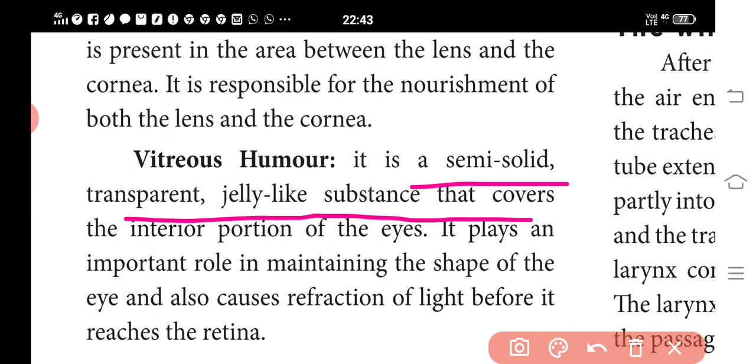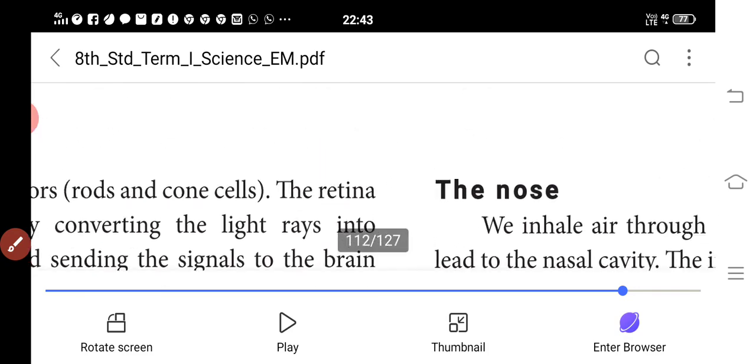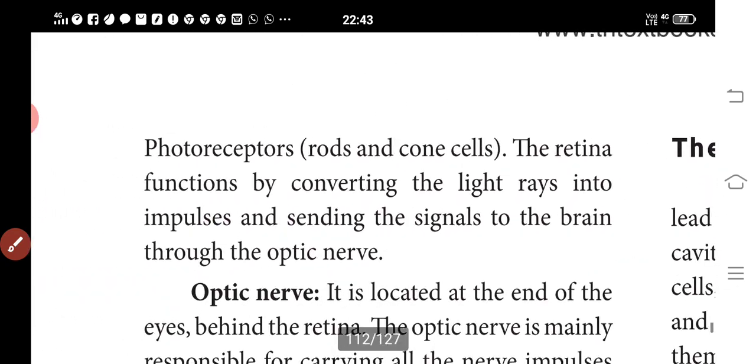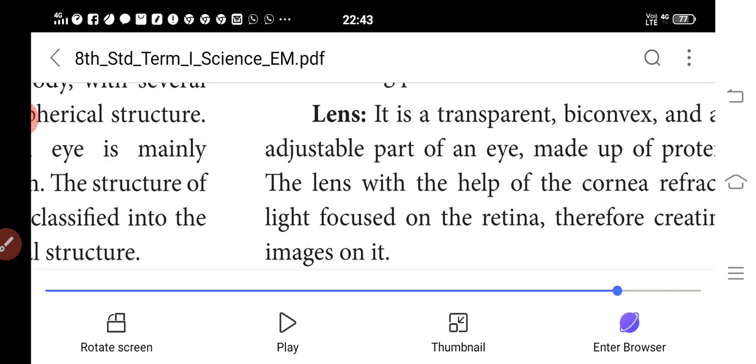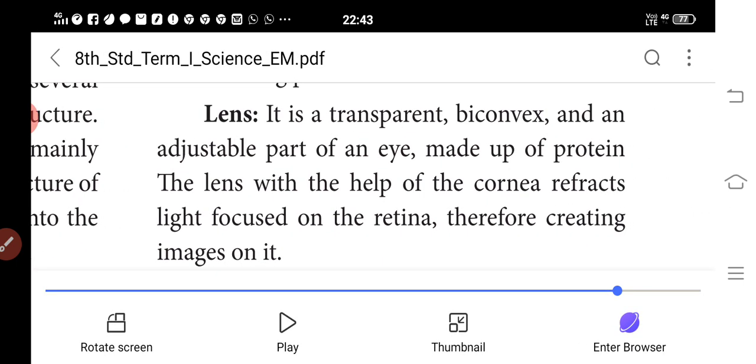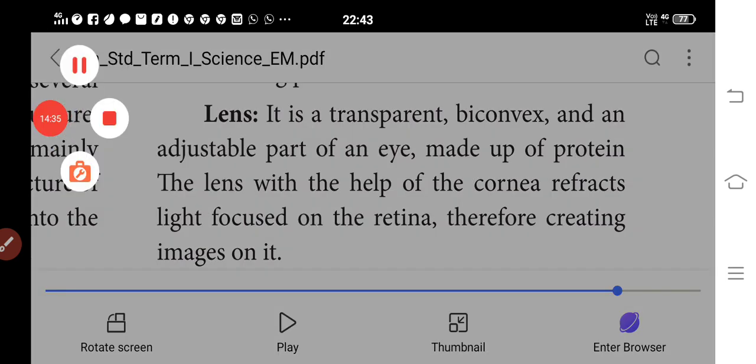So the eye lens, we know that the eye lens. So this lens is transparent and biconvex, made up of long columnar epithelial cells called the lens fibers. These cells are accumulated with proteins called crystallins. So do you understand?